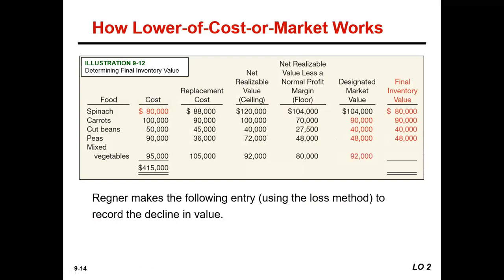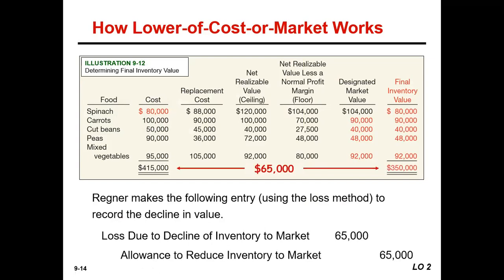And then same thing with the mixed vegetables, right? So we've got a cost of 95,000. But again, if we look at replacement cost, the ceiling and the floor, we're designating that market value of 92,000. We're going to use that for our final inventory value. So the adjusting entry, again, is to record this difference in cost and market, right?